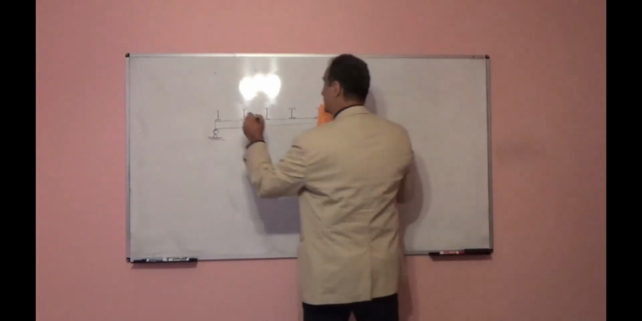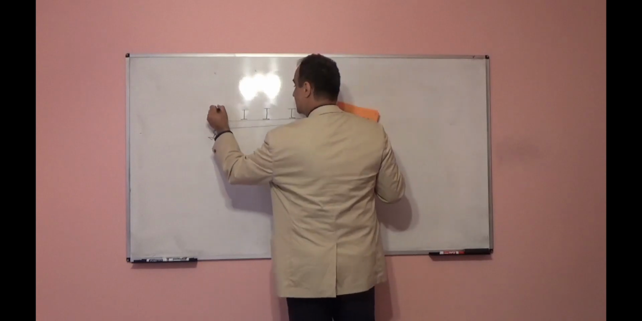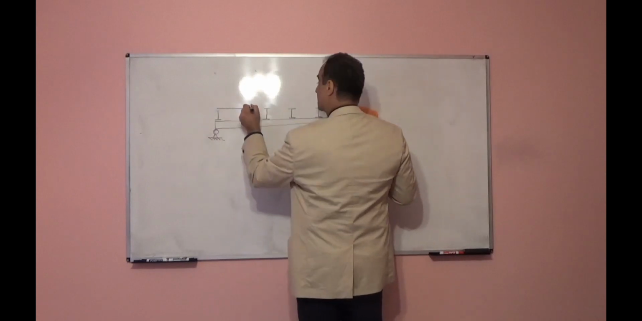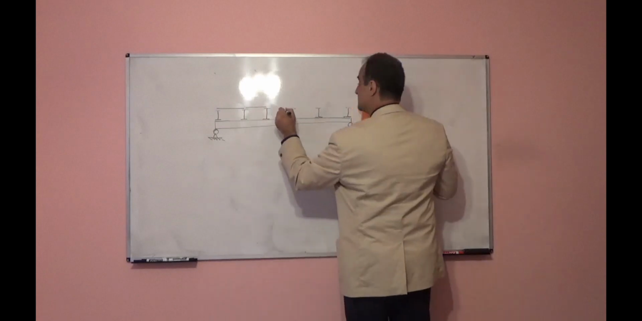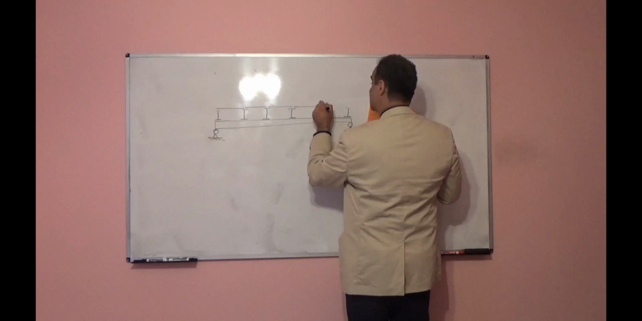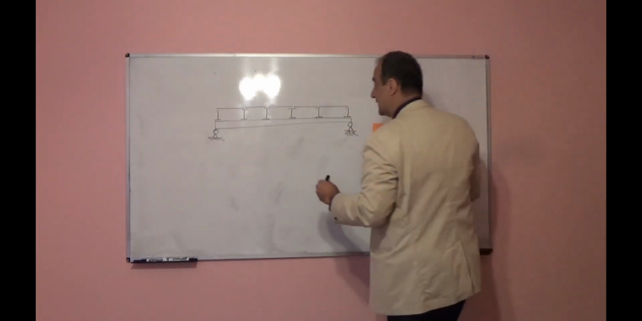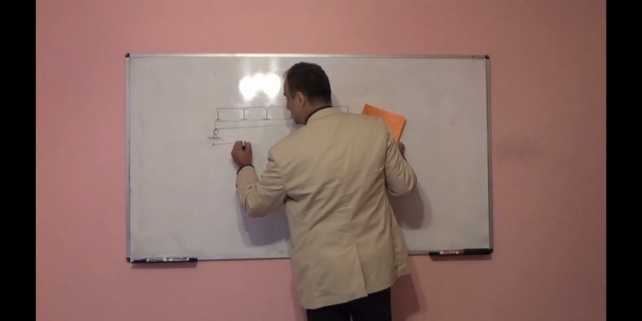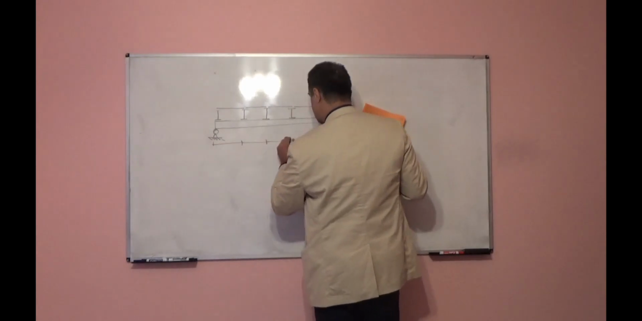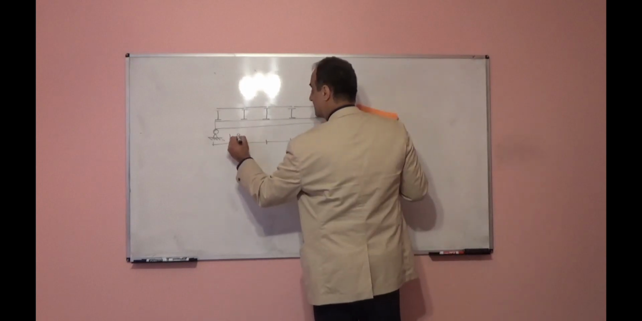And these are our joists and slab from A to B, from B to C, C to D, D to E, and E to F. Again, the distance between these joists is 10 feet.